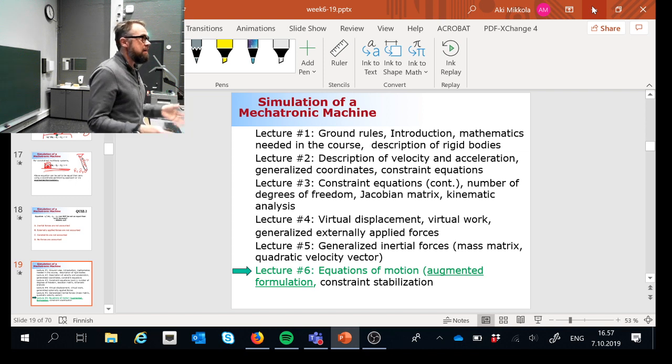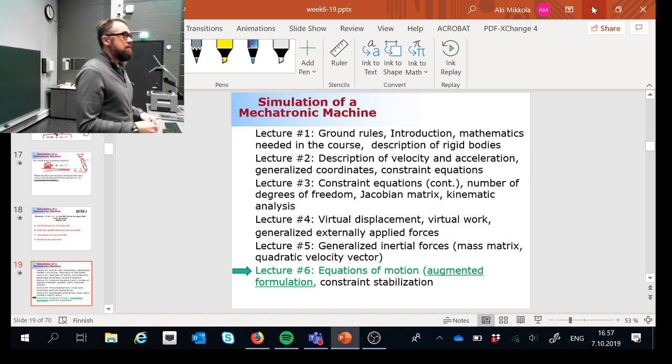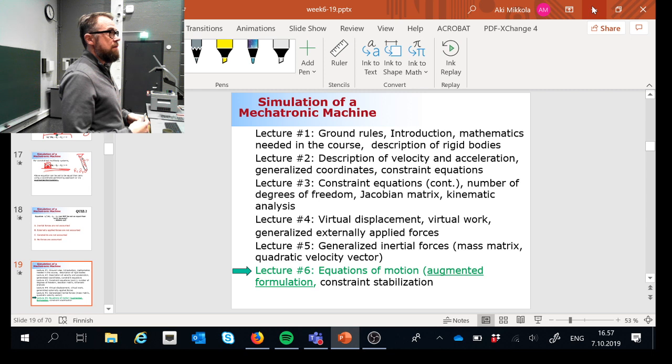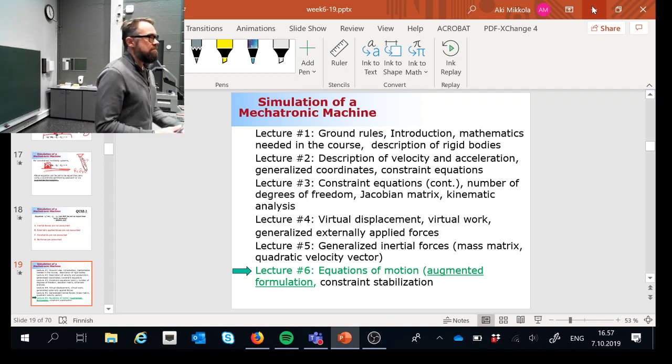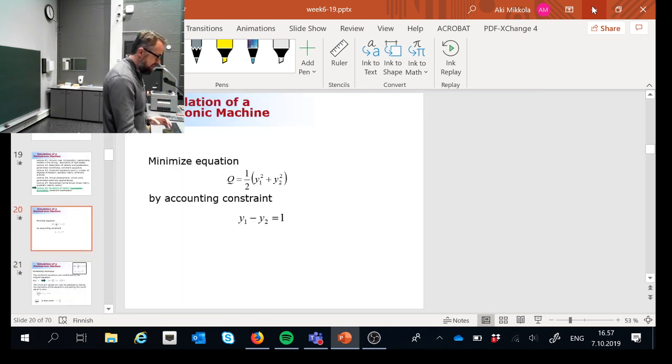If you look at your mathematics back when you were a bachelor level student, I'm sure you learned two different ways to do the constraint optimization. Let's first look at the most obvious way. Now this is pure mathematics, nothing to do with the multi-body dynamics yet. But soon everything comes in a framework of multi-body system dynamics.